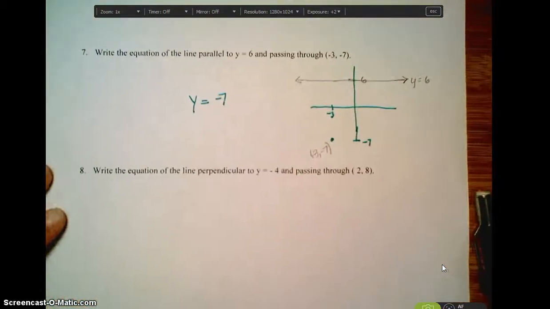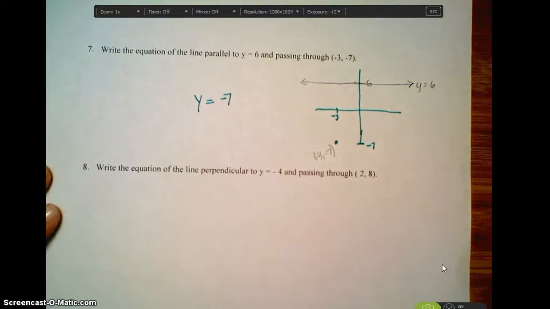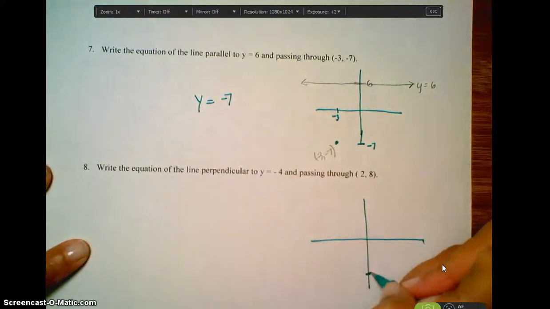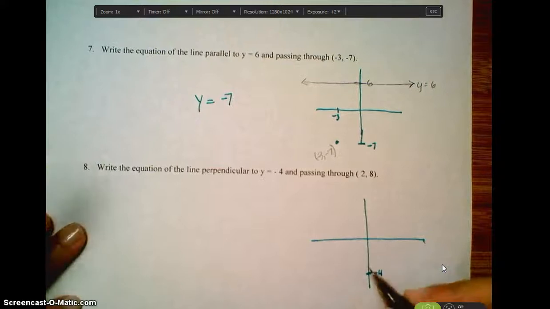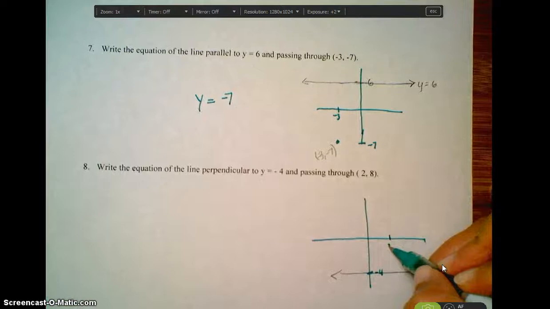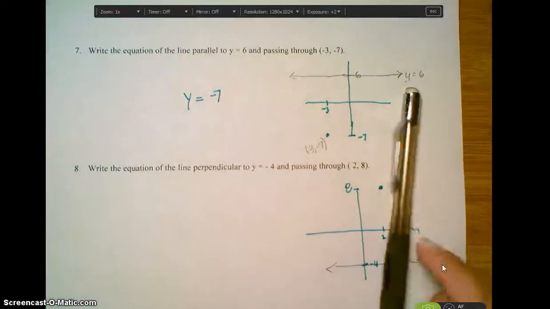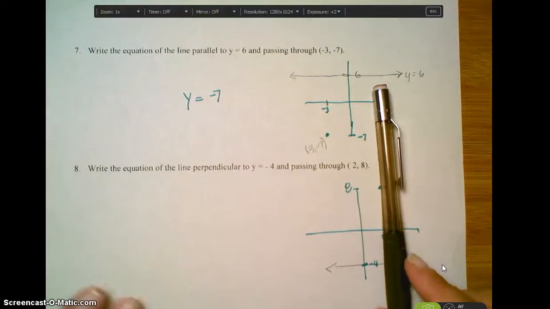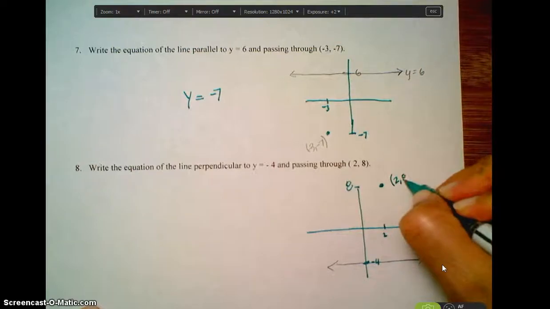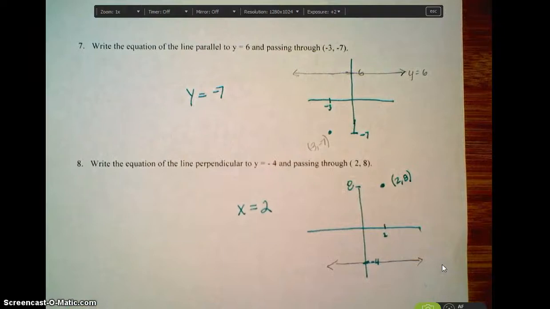For our last example, write the equation of the line perpendicular to y equals -4 and passing through 2, 8. Once again, y equals -4 is down here, and 2, 8 is somewhere up here. I want to be perpendicular to the given line, and that means I would need a vertical line. For a vertical line to pass through 2, 8, that vertical line would have to be x equals 2. And that answers both of those questions.